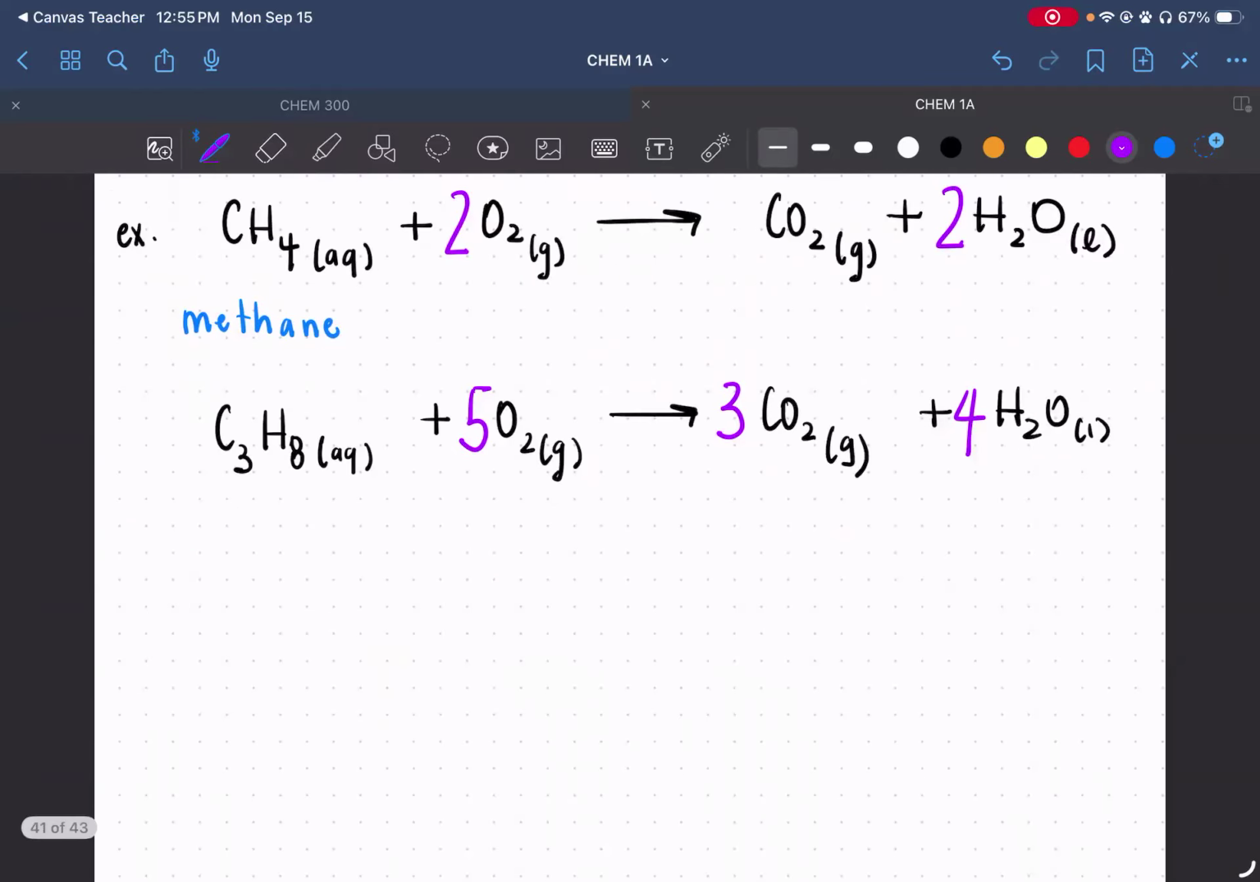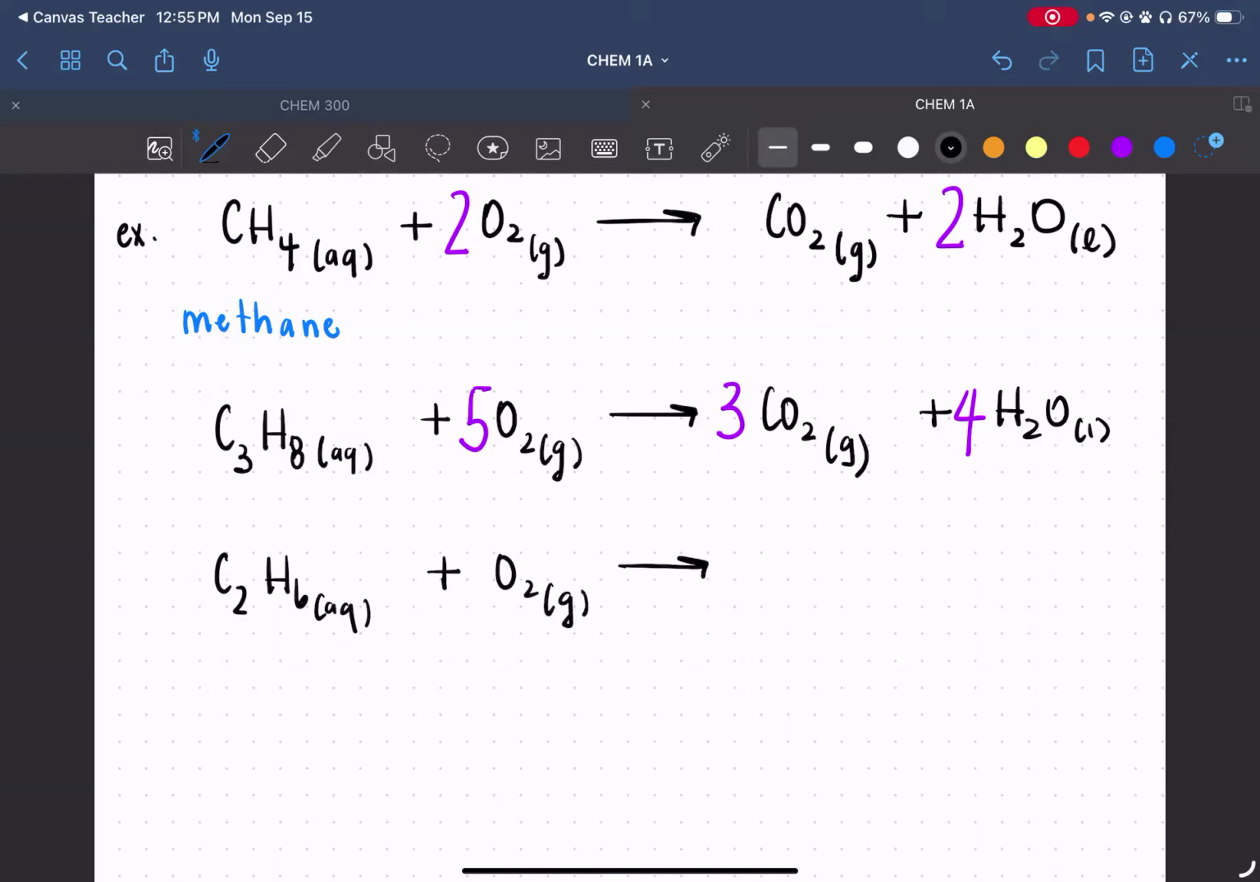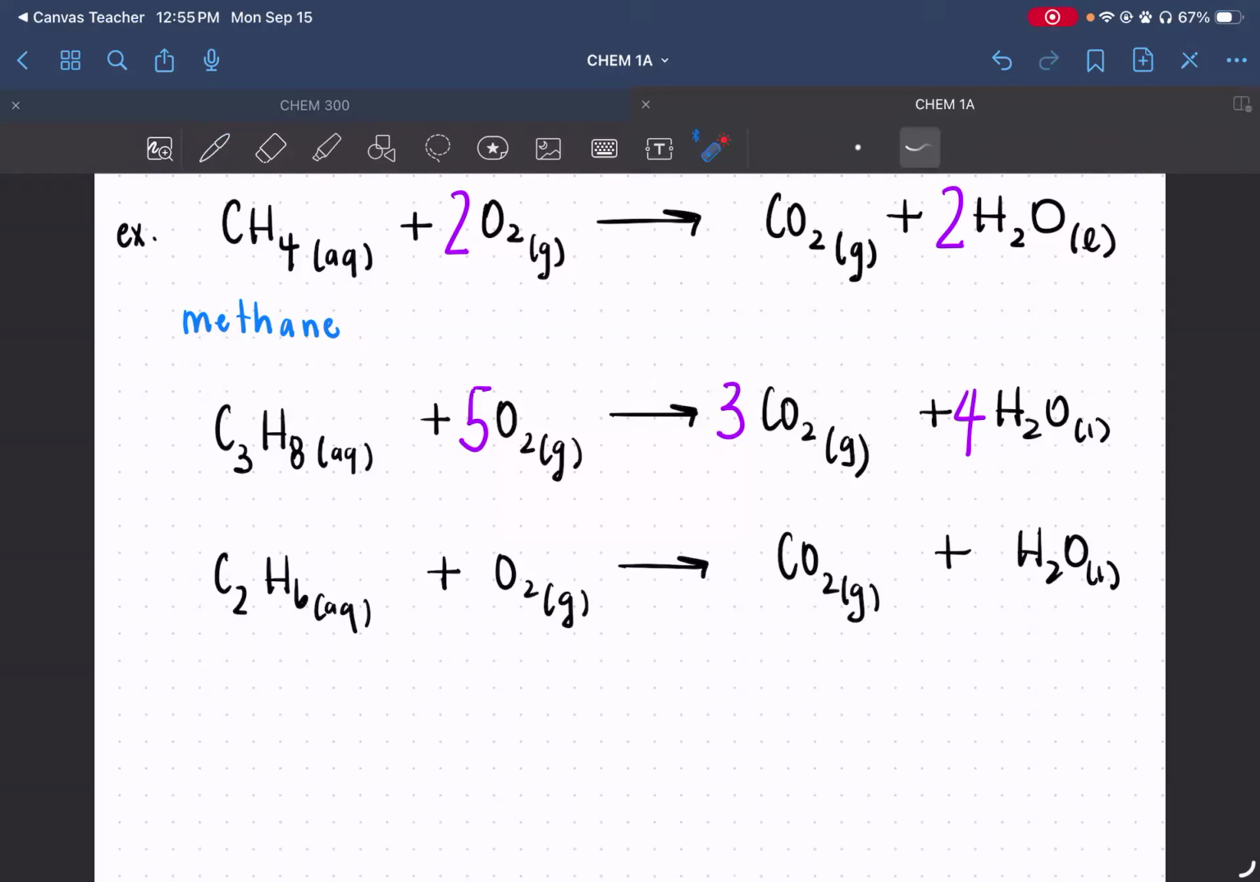I would like everyone to try this one on their own right now. C2H6 added to O2. And we, of course, know the products are CO2 and H2O. Take a couple minutes to balance it, and then I'll go through the answer with the class in just a bit.